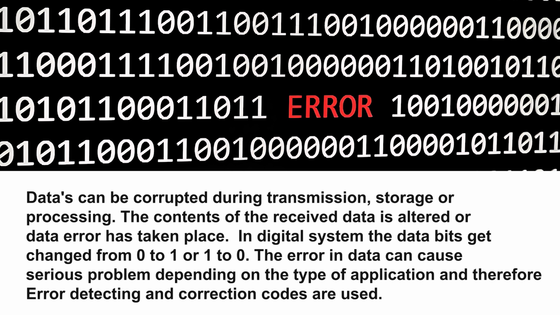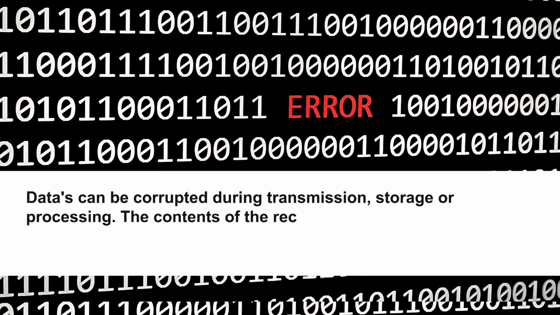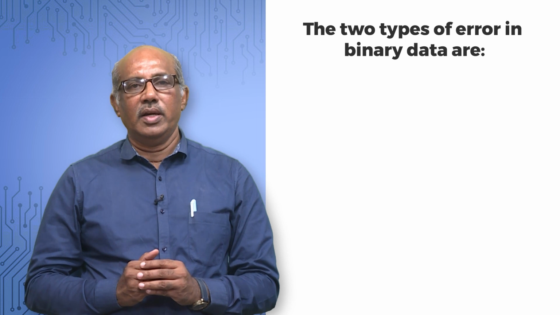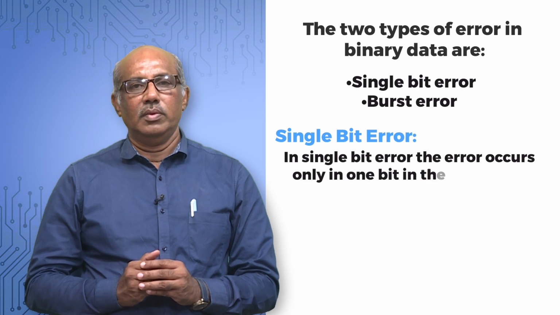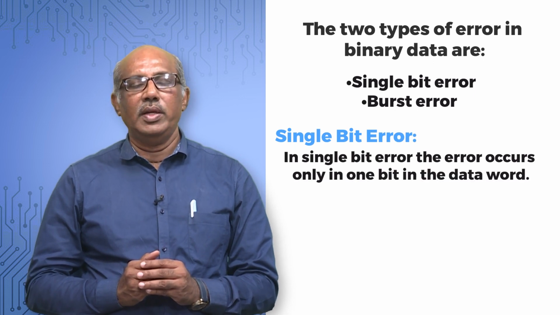Suppose it is security information which is to be passed on, or it can be either an audio signal or a video signal. So, you know that if data gets corrupted, there are significant issues which we may face. Therefore, error detecting and correction codes are used to find out whether the data which has been transmitted got corrupted during the transmission or the storage process. The two types of error in binary data are single bit error or burst error. In single bit error, the error occurs only in one bit in the data word.